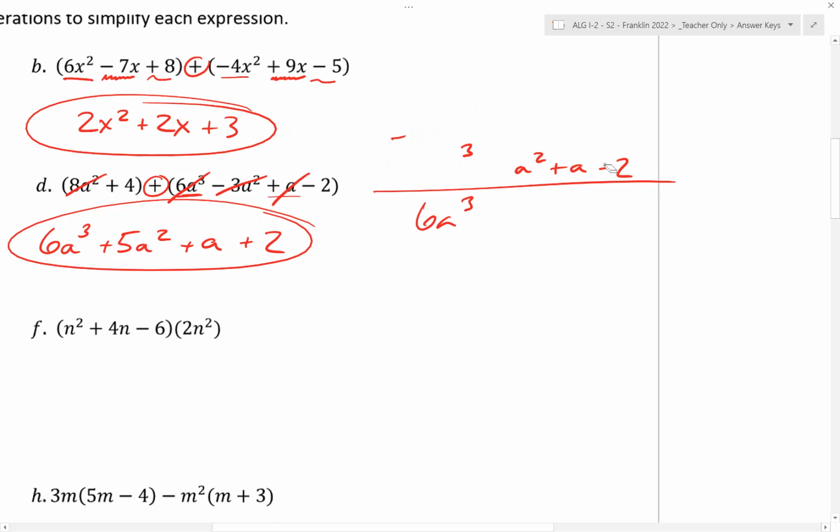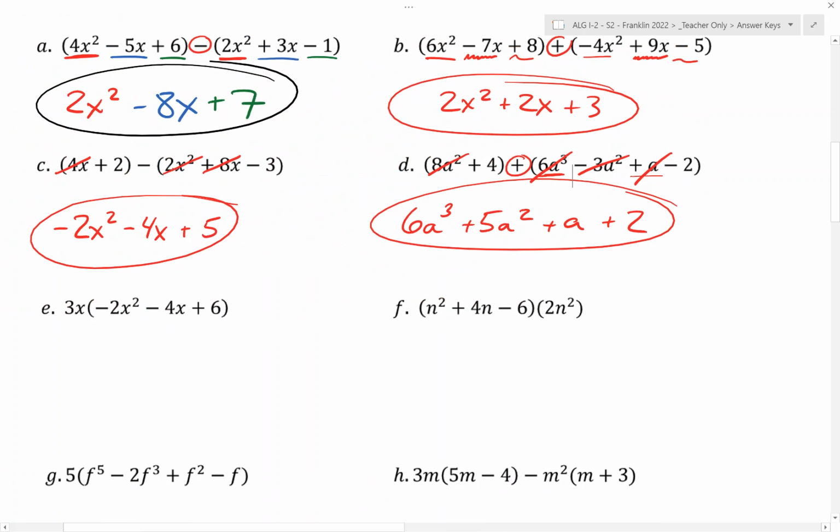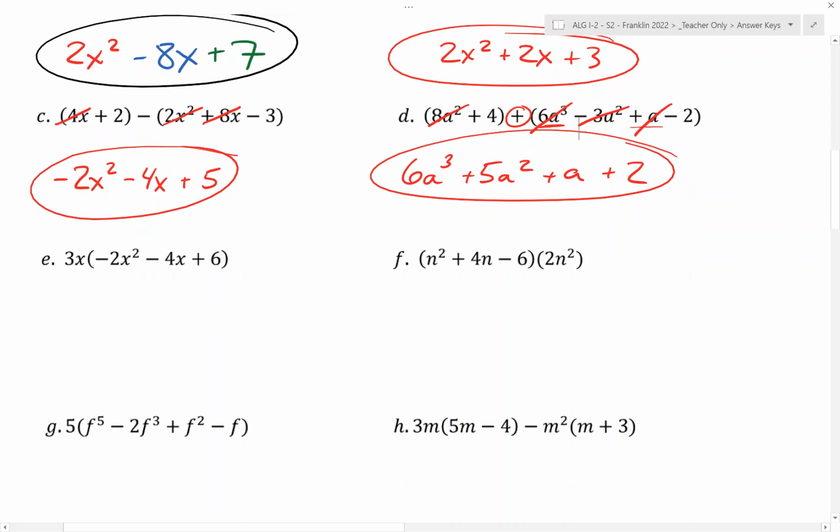So vertical is an option, but horizontal works just as well, and then you don't have to rewrite the problem if you don't want to. But it is an option. You can do it, and it does work. And if it's easier for you to visualize how the problem is working, go for it. All right, now let's look at multiplying by a monomial.